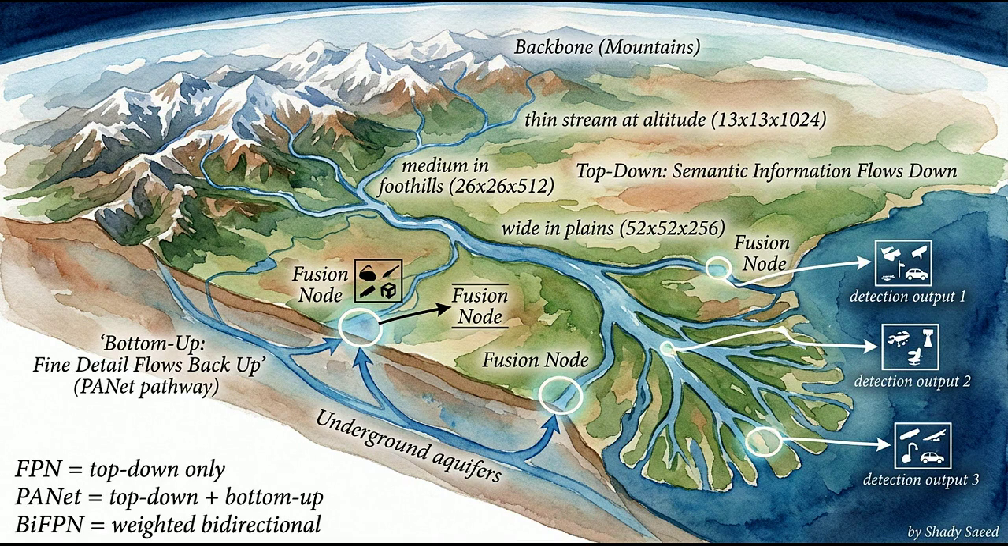Modern YOLO has 3 sections: backbone, neck, and head. The backbone extracts features. The head makes predictions. The neck sits between them, fusing features from different scales. Think of it as a river delta. Water flows downstream from mountains, deep features. Then tributaries feed back upstream, fine details, creating a rich interconnected network that feeds 3 fertile detection planes.